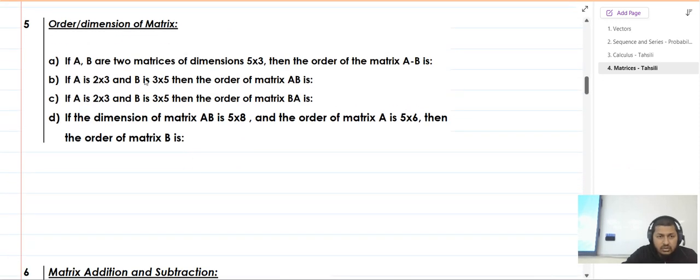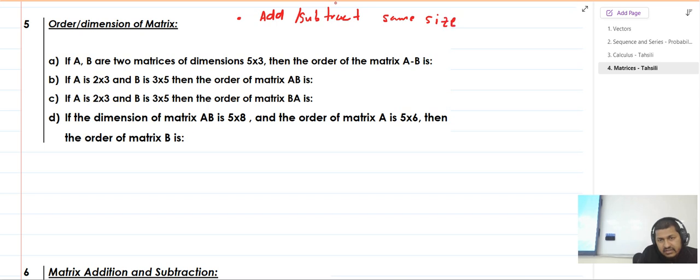Let's look at the order or dimension of the matrix again. If A and B are two matrices of dimension 5 by 3, then the order of matrix A minus B is, now remember, you can only add and subtract matrices of the same size. So if matrix A and B are dimensions 5 by 3, then what's the size of A minus B? It's also 5 by 3, because you can only add and subtract same size.